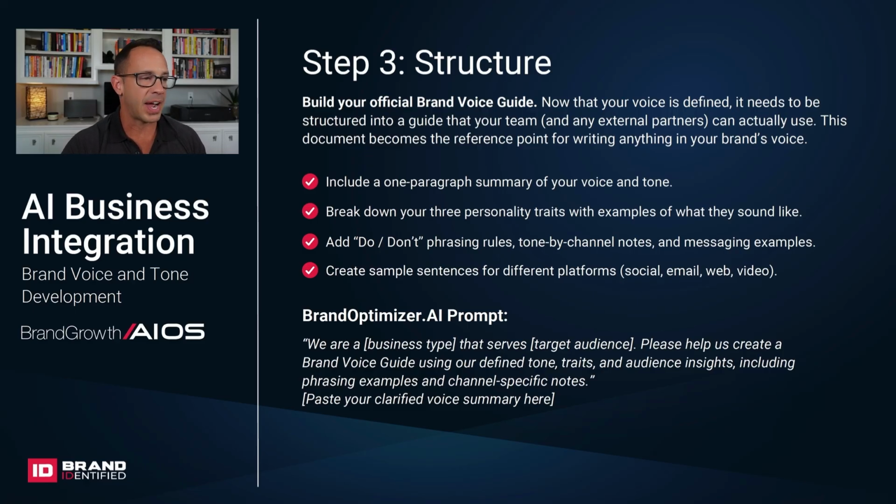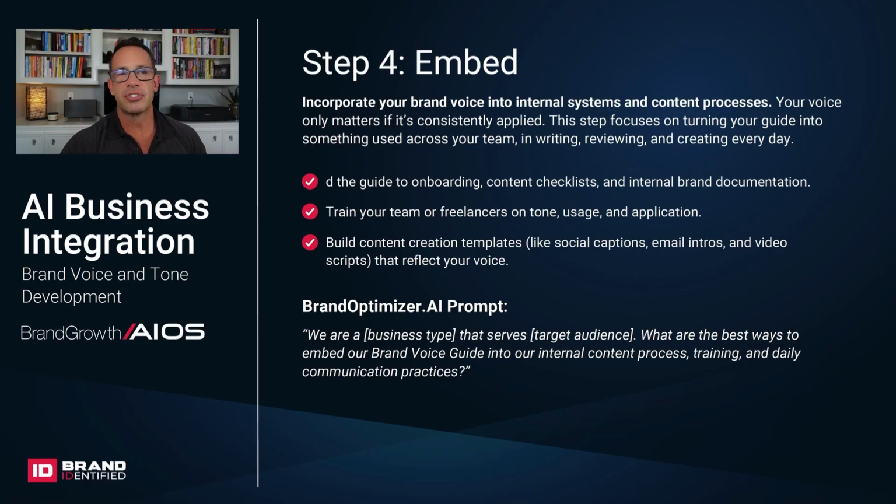Now, as always, I've provided you with a BrandOptimizer.AI prompt for step number 3 as well that you can add over into BrandOptimizer.AI. So step number 4 is to embed. Incorporate your brand voice into internal systems and content processes. Your voice only matters if it is consistently applied. This step focuses on turning your guide into something used across your team in writing, reviewing, and creating your content every day. So add that guide to onboarding, content checklists, and internal brand documentation. Train your team or freelancers on tone, usage, and application, and build content creation templates like social media captions, email intros, and video scripts that reflect your brand voice.